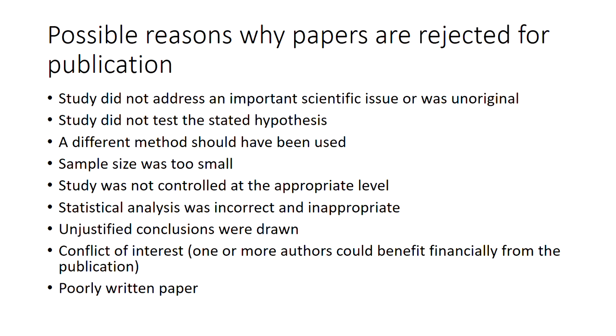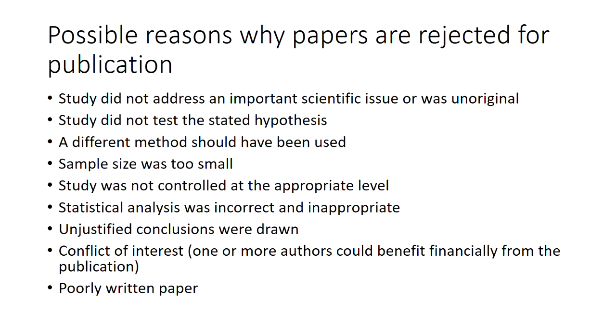So after doing this critical appraisal, this is what any journal article reviewer does when they're trying to decide if an article should be published. So, possible reasons why papers are rejected for publication. One reason is that the study did not address an important scientific issue or was unoriginal. So they're not going to waste journal space on a study that doesn't matter or has been done 100 times.